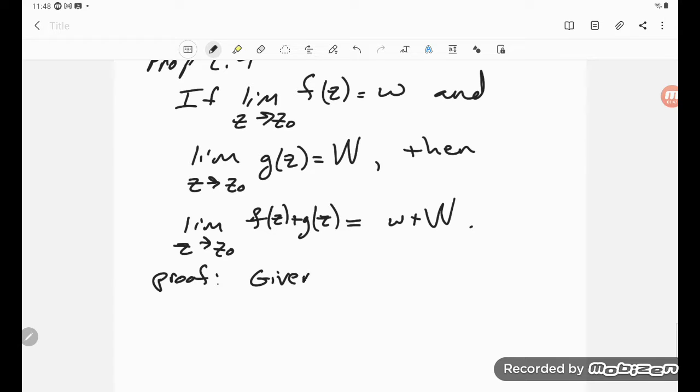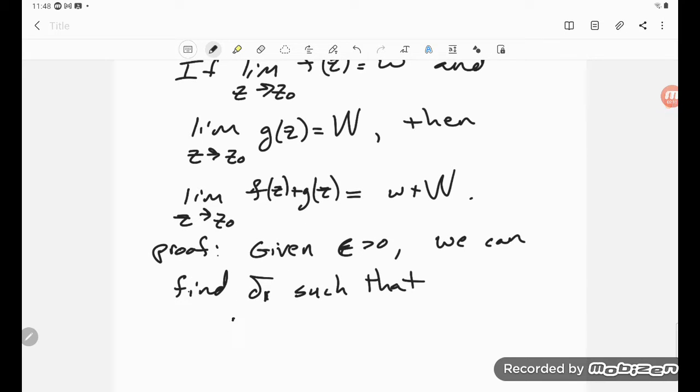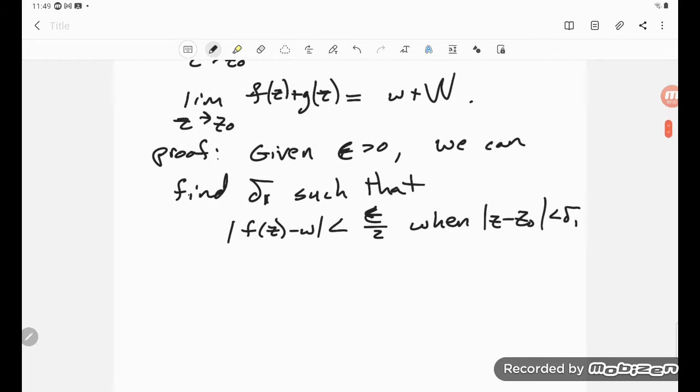given epsilon greater than 0, we can find a delta 1 such that, now I'm not going to use epsilon, I'm going to use epsilon over 2, so such that the absolute value of f of z minus little w is less than epsilon over 2 when the absolute value of z minus z0 is less than delta 1. Okay, so that's just our definition of a limit.